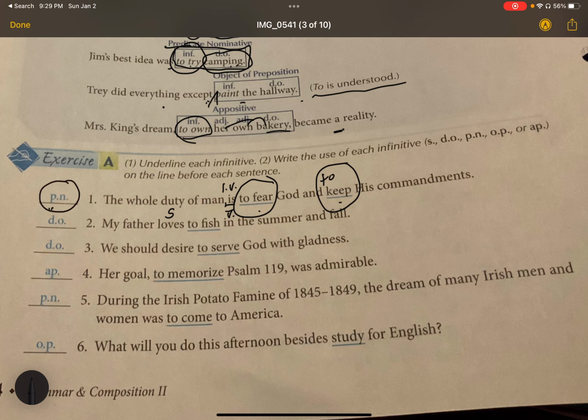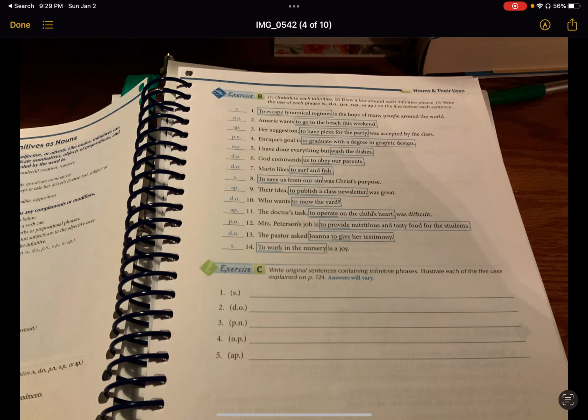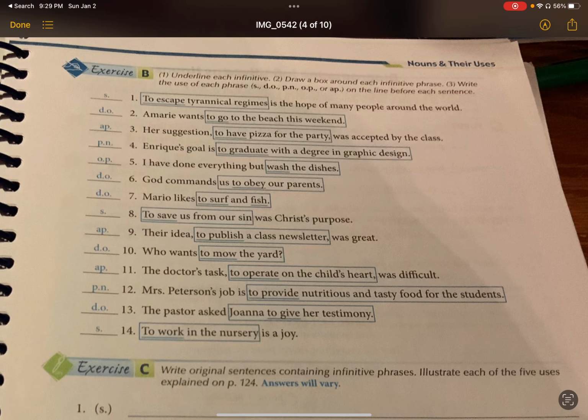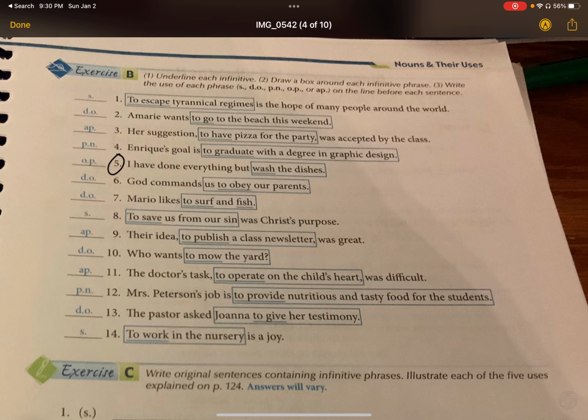All right, so you're going to do all of that page. And you have some more exercises to do. You're going to find the infinitive. Here's an example. Number 5 is an example where the word to has been left out. Here, number 6 is a good example that includes a subject. That word us gets included in this whole infinitive phrase because it's the subject of the infinitive to obey.